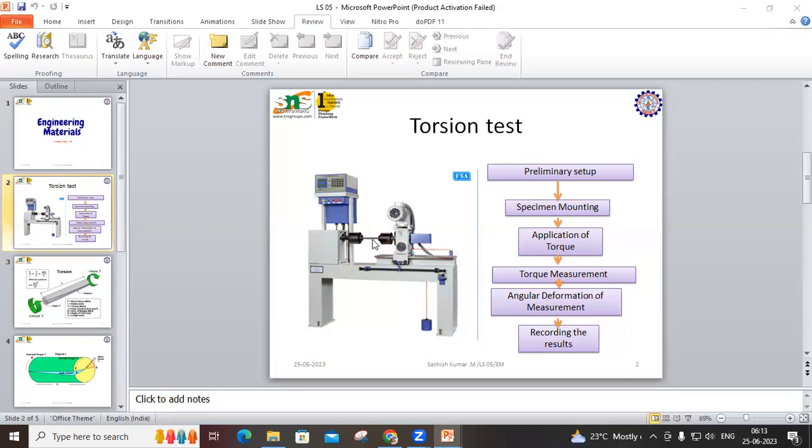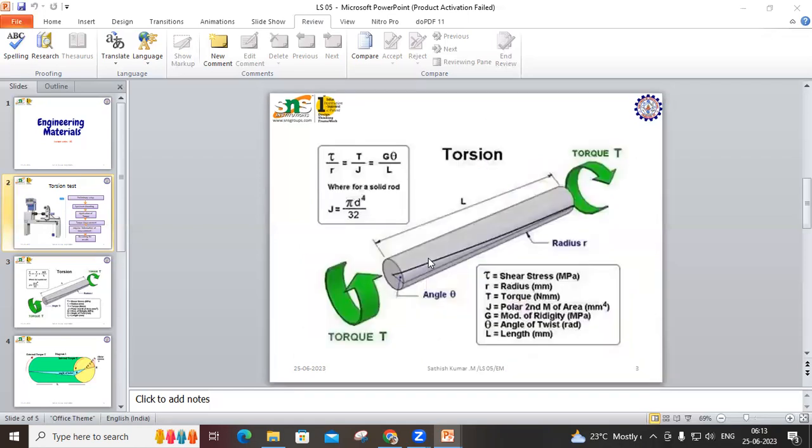The torsion test is commonly used in material science, engineering, and manufacturing industries to evaluate the torsional strength and behavior of materials. It helps in designing and selecting materials for applications involving twisting or rotational forces, such as shafts, gears, springs, and structural components subjected to torsional loads.